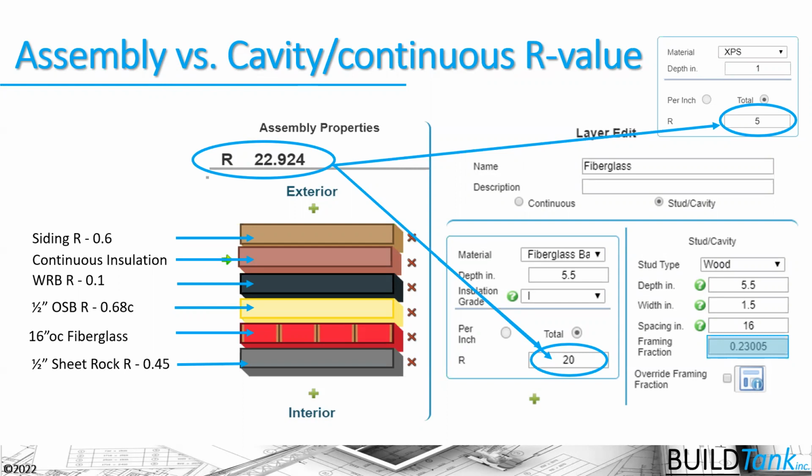Similarly, if we took the reciprocal of that U factor of 0.45, we're getting that R value of 22 and a little bit more here. So again, this is just another way of showing that they're equivalent there.